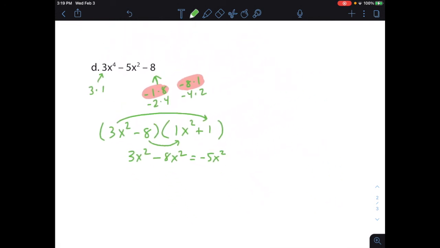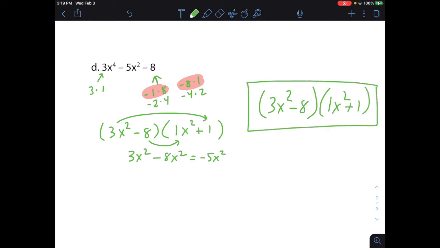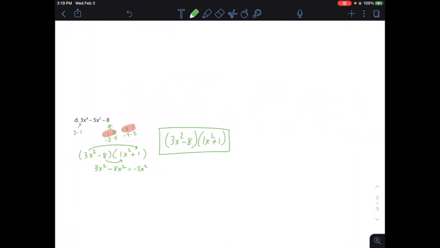Those relationships between numbers, right? So the answer is 3x squared minus 8 times x squared plus 1. All right, that's it. And you've got some to try on your own. So again, if you have questions, please let me know.